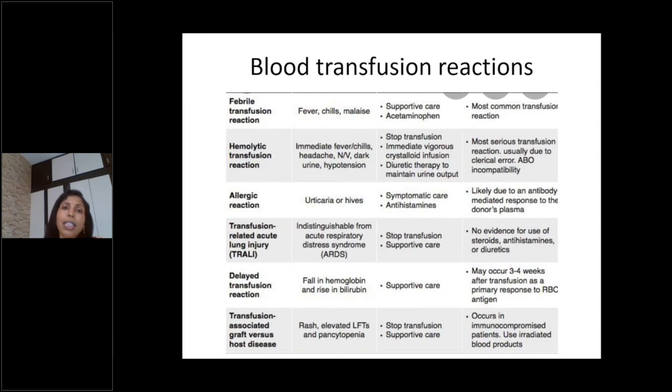Second, the other important blood transfusion reaction is hemolytic transfusion reaction. In hemolytic transfusion reaction, the main cause is clerical error. It can be ABO incompatibility that can cause a major hemolytic transfusion reaction. This is a dreadful complication, so we have to be very careful. We have to return the blood bag back to the blood bank and stop the transfusion. Immediate vigorous crystalloid infusion has to be given, and one has to use diuretic therapy so that you are flushing out the transfused blood. This is a very important thing we all have to remember.